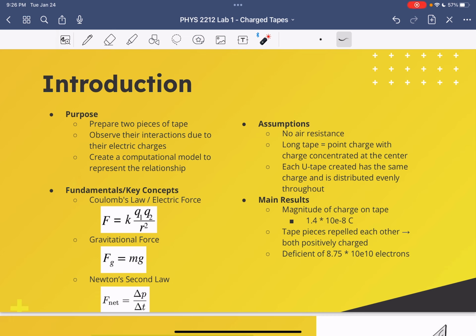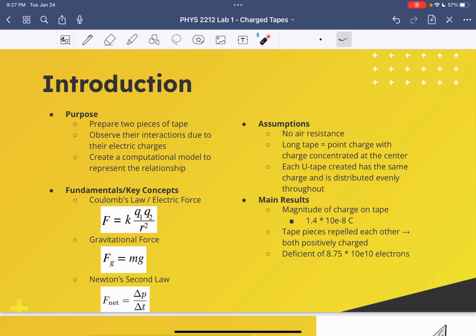Some fundamental and key concepts we need to know before going in are Coulomb's law, which is the electric force, gravitational force, and Newton's second law, which is F net equals 0 according to inertia, or the momentum principle. Some assumptions we made before going in were that there was no air resistance acting on the tape. The long tape is a point charge with the charge concentrated at the center, and the U tape has an evenly distributed charge.